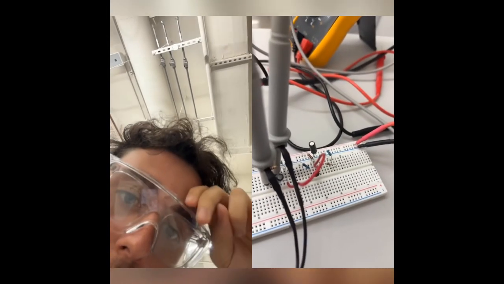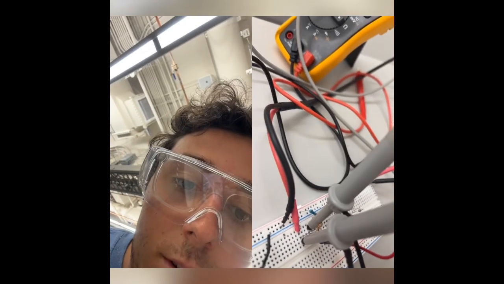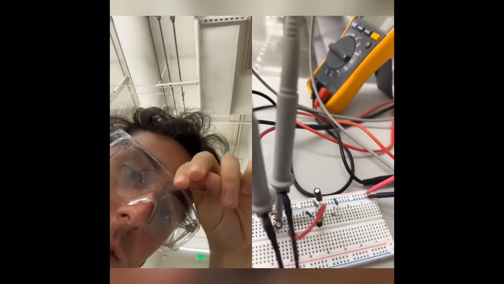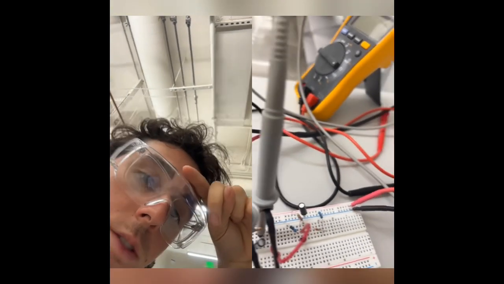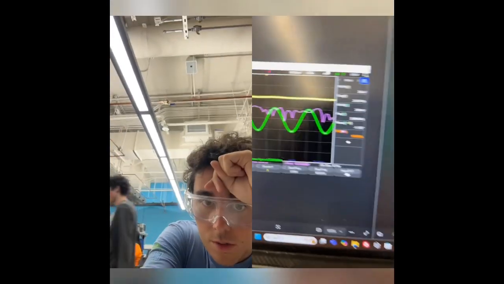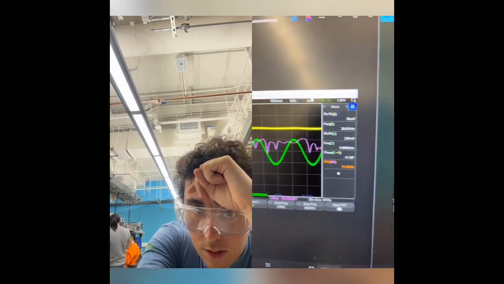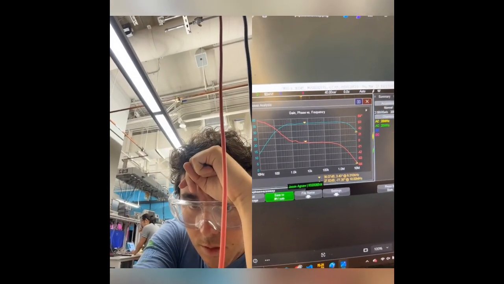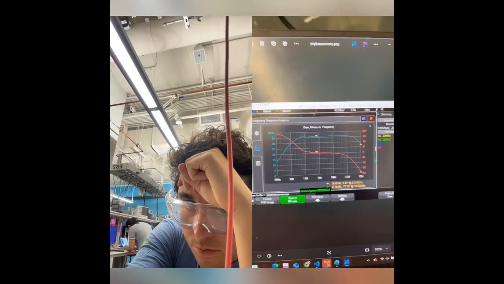The PNP base demo. Here's the circuit. Here's V1, V2, V in, V out, and here's the transient. As can be seen, it's definitely not right. However, the gain is correct as expected.